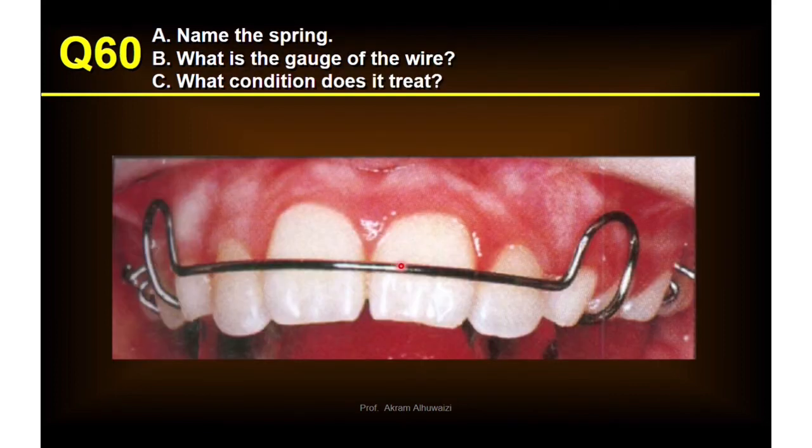Name the spring. This is an activated labial bow. What is the gauge of the wire? For the activated labial bow, we use 0.7 mm stainless steel or 22 gauge wire. What condition does it treat? In this case, we will do anterior retraction in a class 2 division 1 malocclusion.